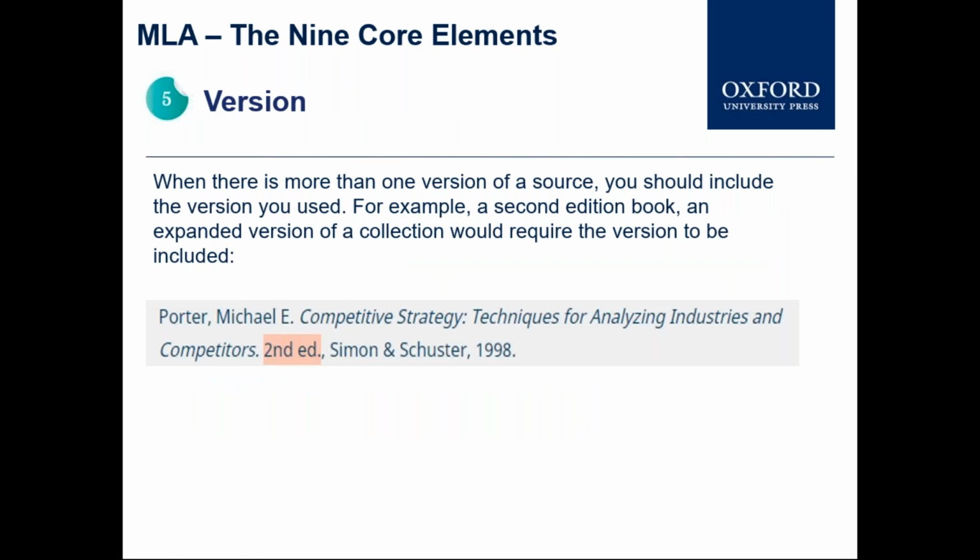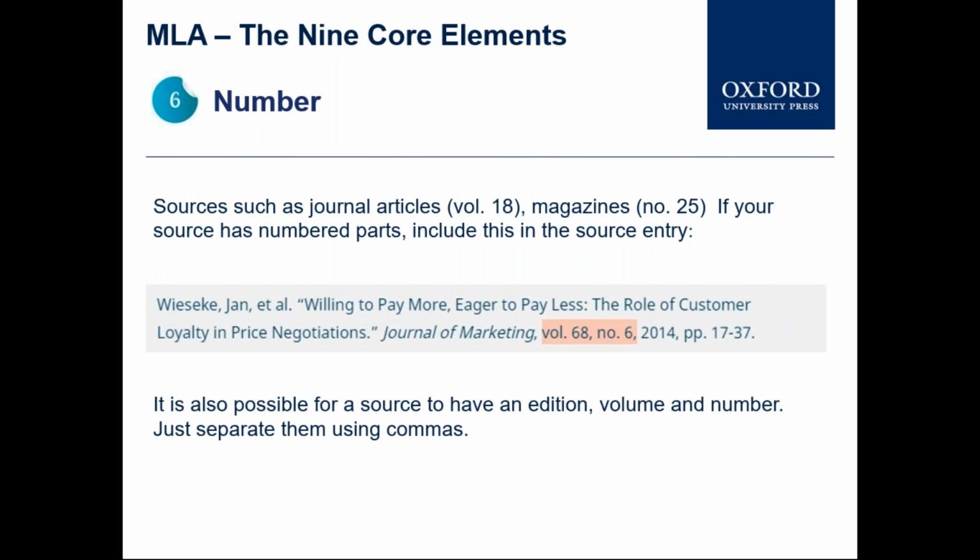Then we come to version. When there is more than one version of a source, you should include the version you used. If you are using the second edition of the book, please mention that. Then comes the number, like I told you, volume 68, number 6, pages this.